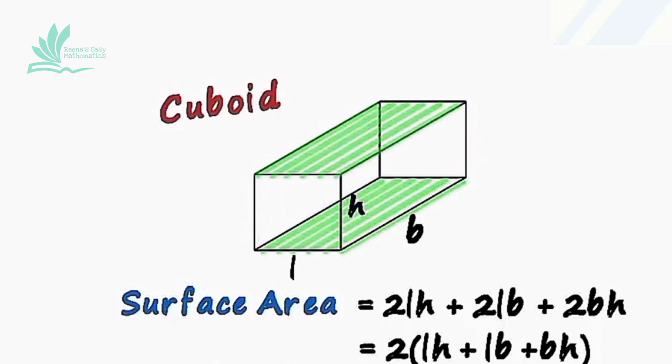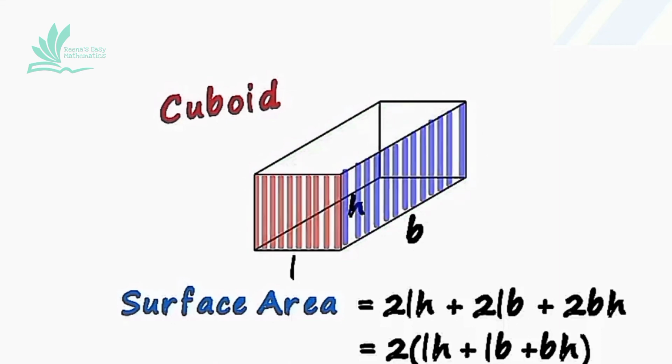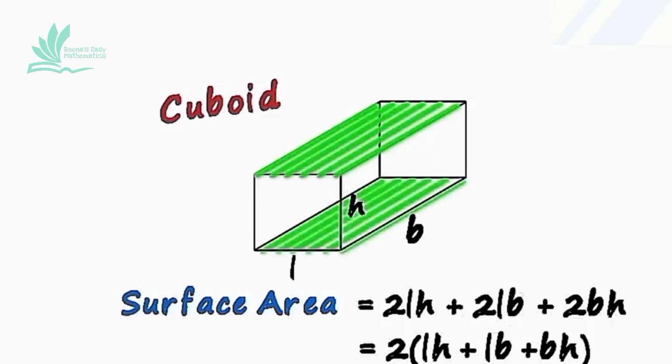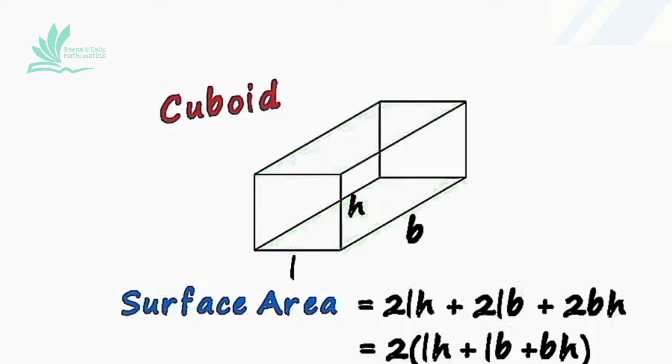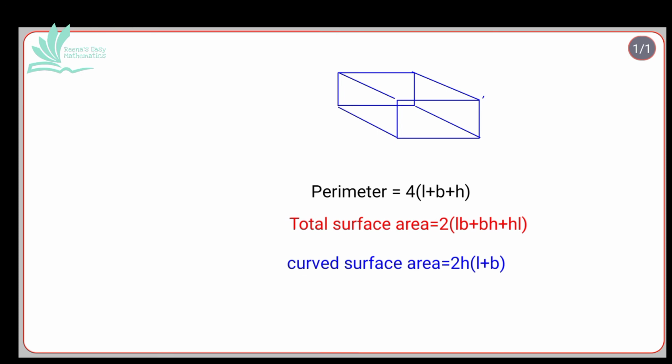If we are not taking the top and the bottom, we can calculate the lateral surface area also. By removing only the twice of length and breadth, we come to the formula twice of LH plus twice of BH, which is 2H times (L plus B), because H is common in both. Now all the concepts related to perimeter of cuboid, total surface area and curved surface area of cuboid are cleared.